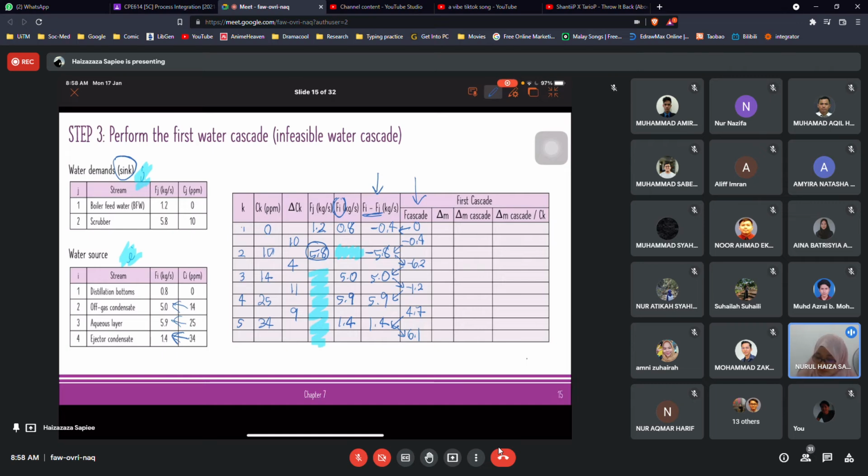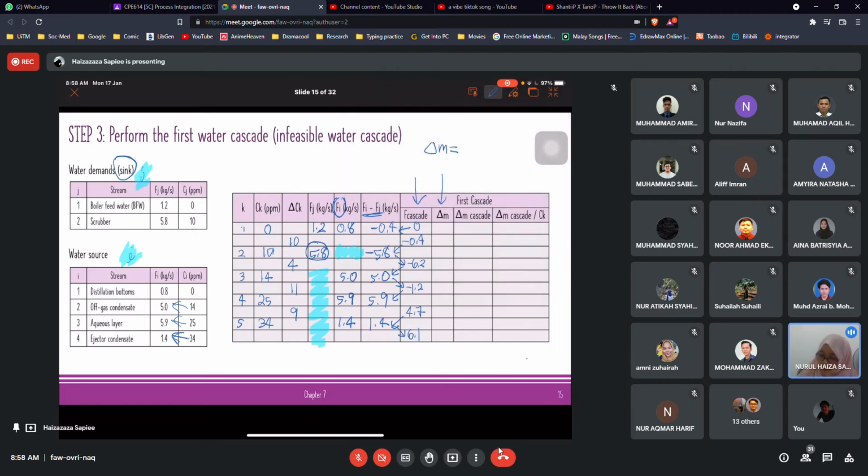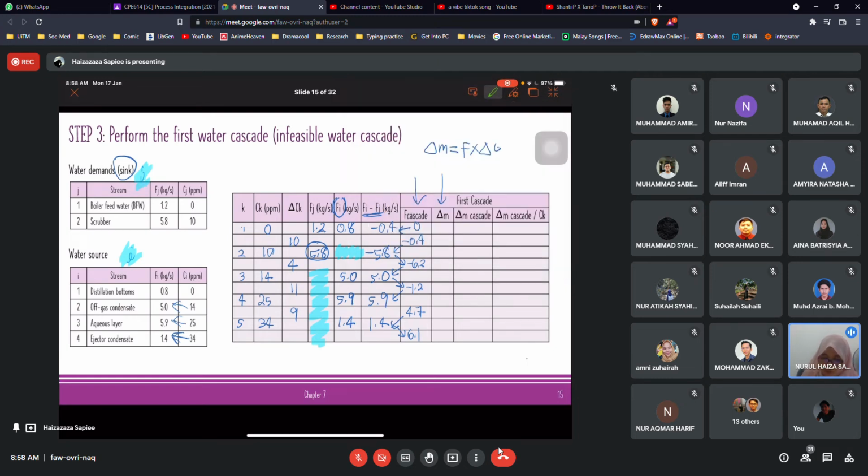Now is your delta M. How do we get delta M? Delta M equals F times delta C. Correct. So it's F times your delta C. So it will be this value. Look at this line, it will be 10 times. So this is your delta C and this is your F. So it will multiply here, which is why there is a gap.